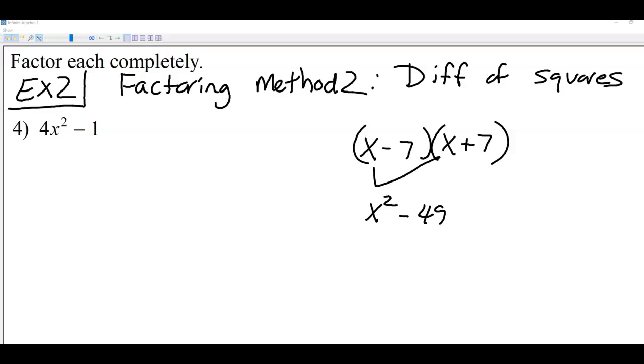They call it a difference of squares because when you use this strategy, you end up getting a difference of 2 numbers that are perfect squares. By perfect square, it means they have a square root. The square root of 49 is 7, because 7 times 7 made 49, right? And the square root of x squared is x, because x times x is x squared. So it's a difference of squares, right?